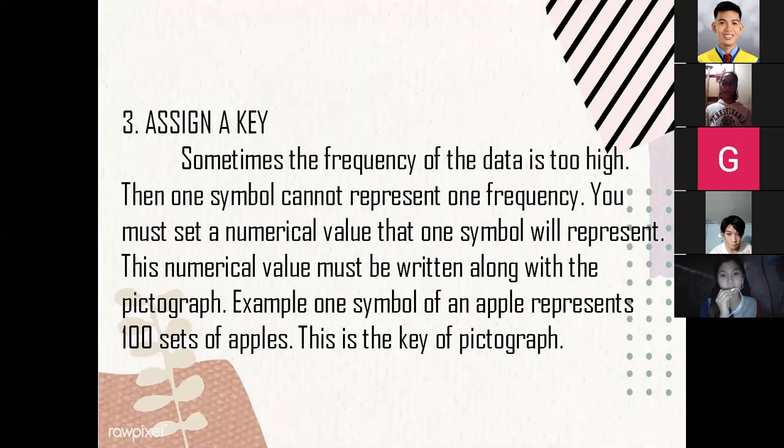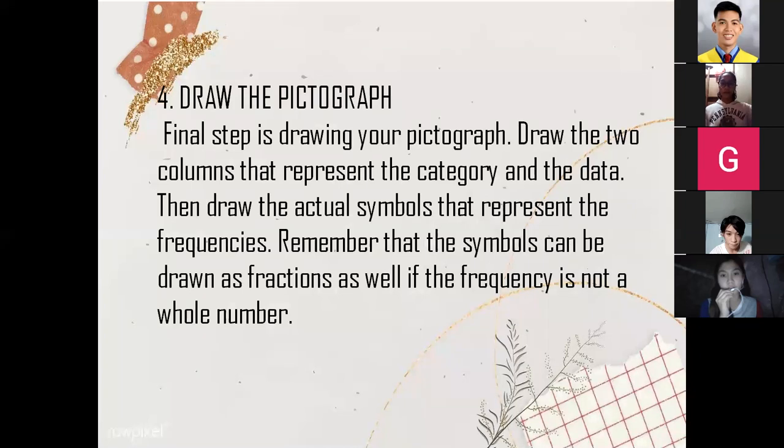So the next step is to draw the pictograph. The final step is drawing your pictograph. So here we make a table. The table has two columns: the first one is the category and the second one is the data.